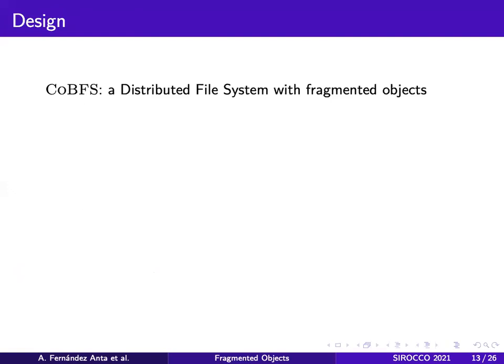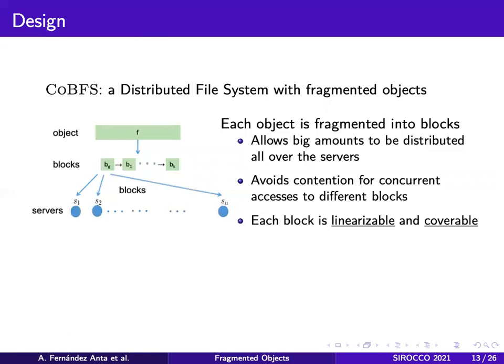We built a distributed file system with fragmented objects called CoBFS. Each object is fragmented into blocks. This allows big amounts of data to be distributed all over the servers. Also, it avoids contention for concurrent accesses to different blocks. Each block is linearizable and coverable. These two notions will be explained in a while.